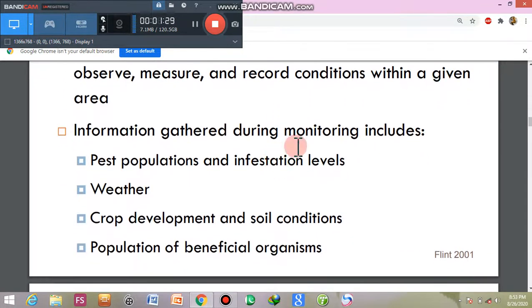Information gathered during monitoring includes the pest population and the infestation level in that area: per unit area, how many insects or larvae are present, what is the level of infestation, is it totally damaging the plant or damaging some specific part of the plant, and what kind of weather is present. Sometimes weather is more suitable for the pest. If there is more rain, the weather is cloudy, no sunlight is present, and the air has more humidity, definitely these conditions are suitable for the growth of the pest.